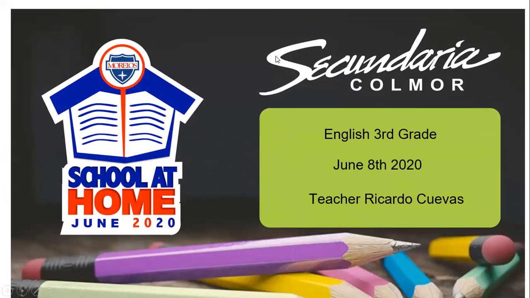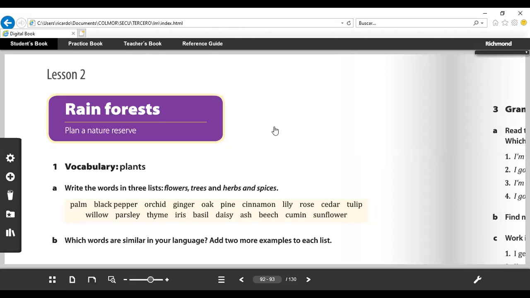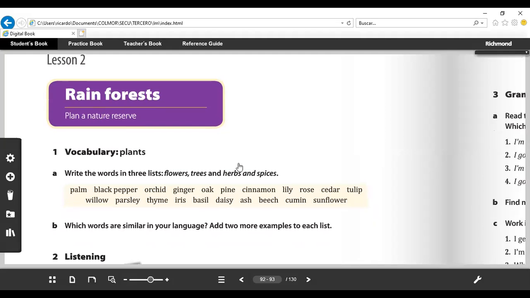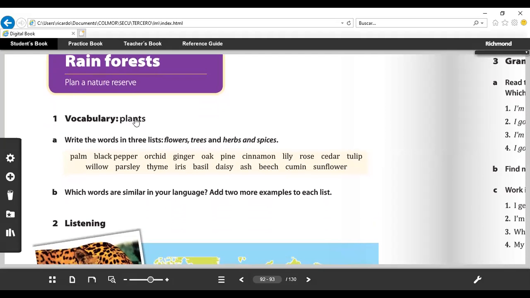Okay, now we are going to start with your book. I want you to take a look at the next topic for your book, and it's called Rainforest. As you can see over here, plan a nature reserve. We have a vocabulary about plants, and we have many words right here. And it says write the words in 3 columns: flowers, trees, herbs, and species.